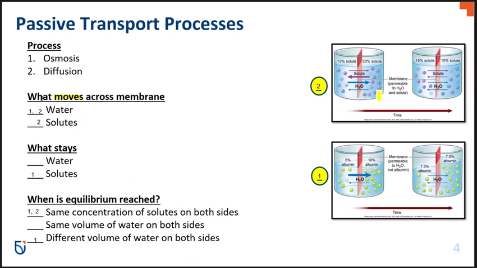And equilibrium is going to be reached once there's the same concentration of solutes on both sides. So here's our equilibrium, same concentration of solutes on both sides, but both solutes and water are moving in order to achieve this, whereas with osmosis, it's just water that's achieving this. And so we also then see the same volume of water on both sides compared to what we saw with osmosis.